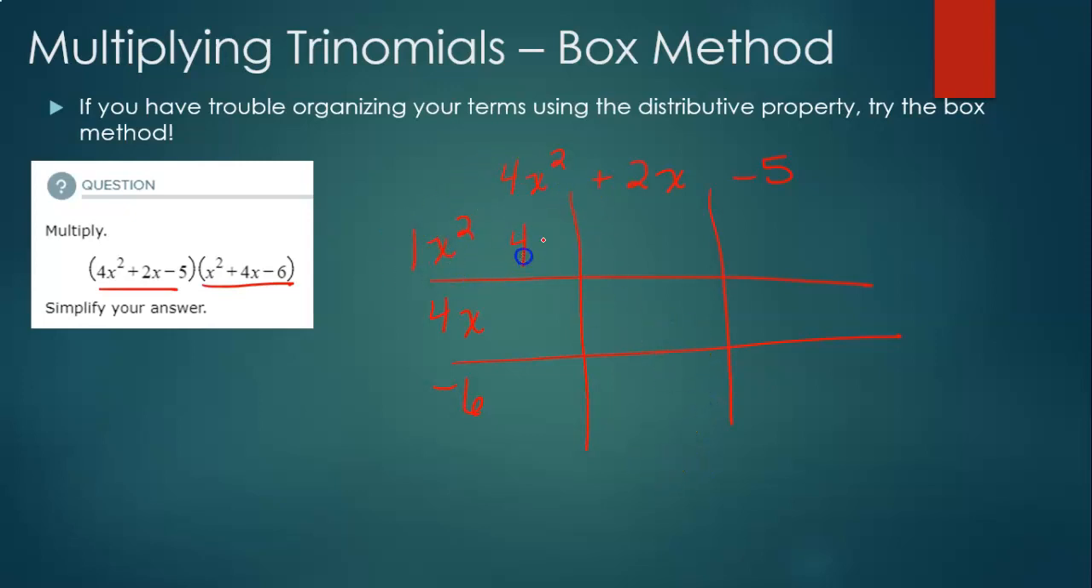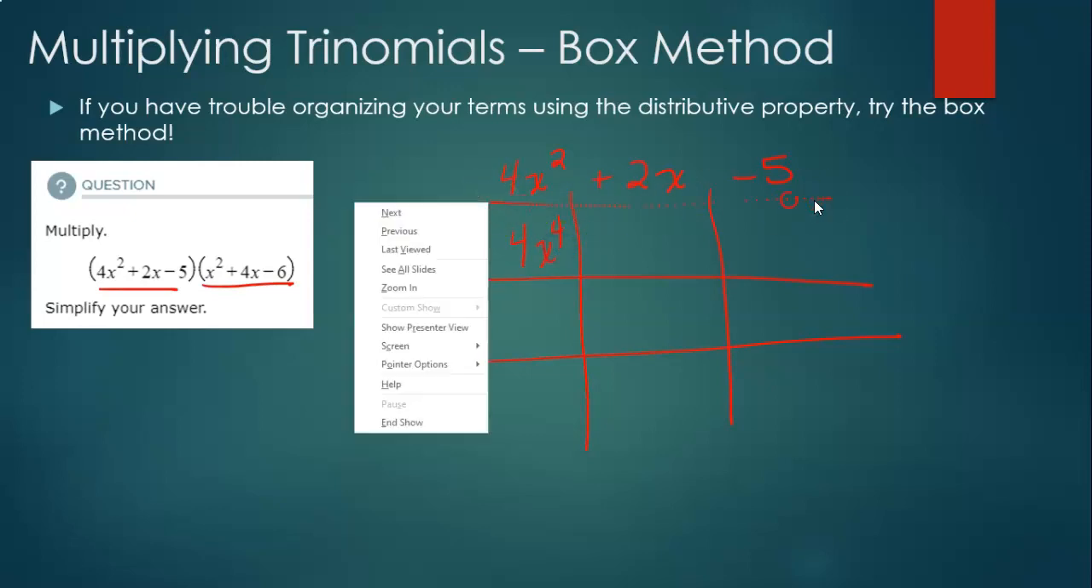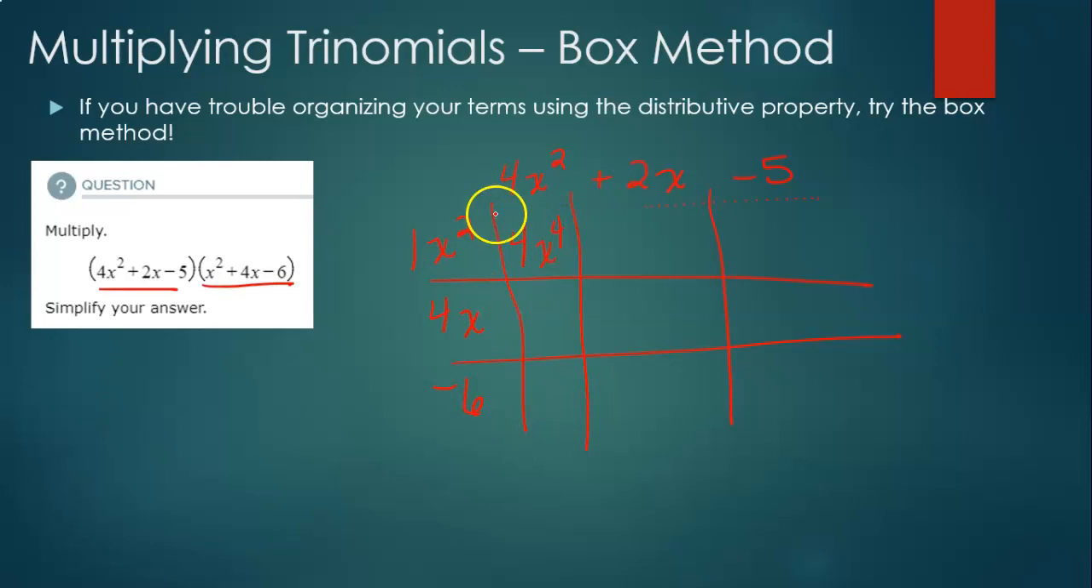4 times 1 is 4. X squared times x squared is x to the 4th. 1 times 2 is 2. X squared times x is x to the 3rd. Negative 5 times 1 is negative 5. And we just bring over the x squared. 4 times 4 is 16. X times x squared is x to the 3rd.